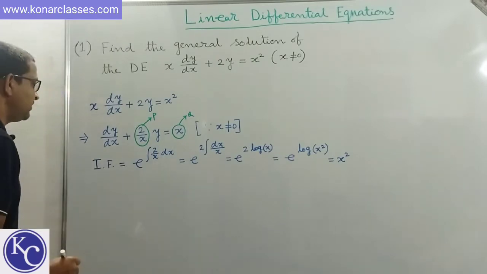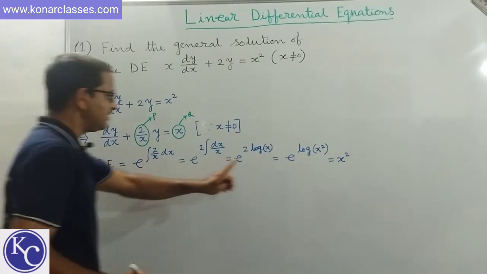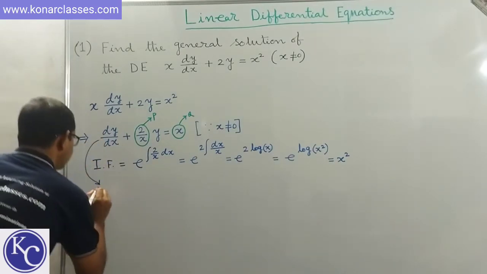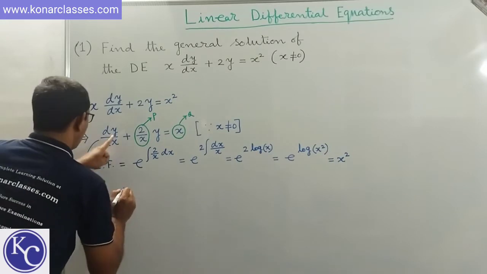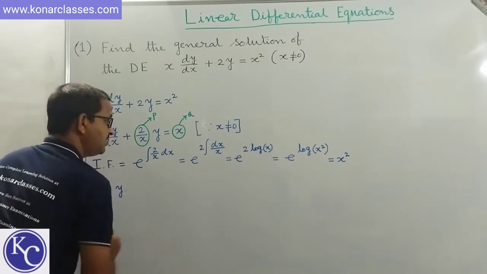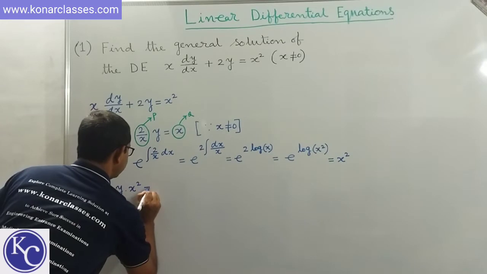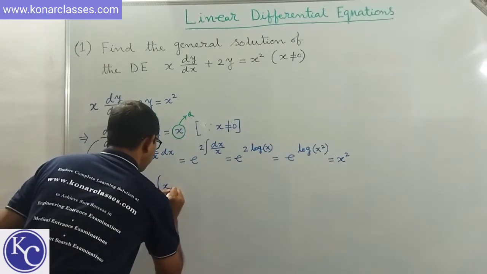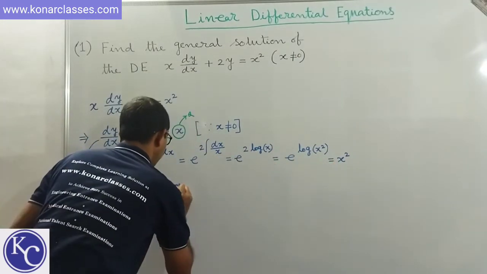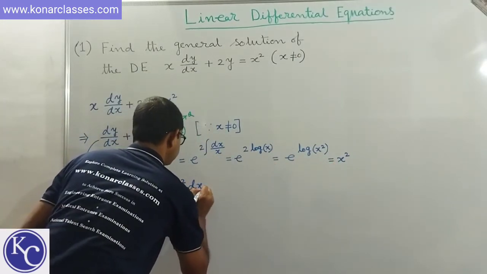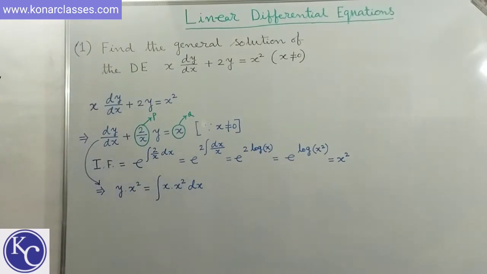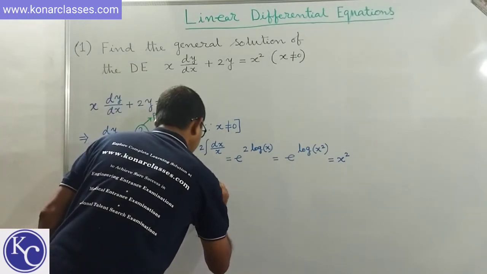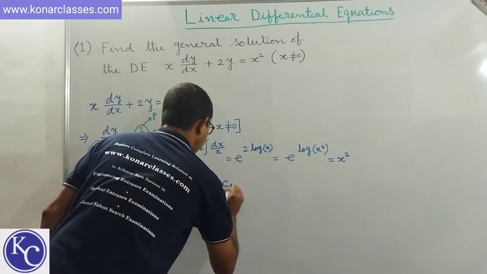Now as we get that integrating factor as x square, what is the solution to this linear differential equation? This implies that y into integrating factor, y into x square, is equal to integration q, that is x, into that integrating factor x square dx. That is the solution to the linear differential equation. Okay, and you can add one integrating constant called c1.